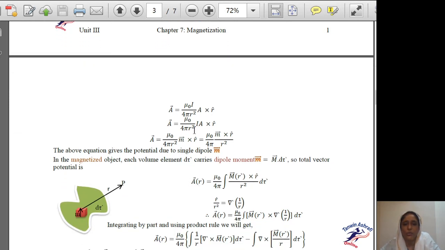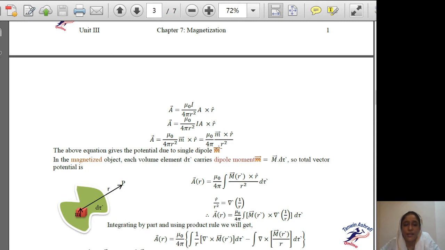Now, if you look closely, you will find mu naught divided by 4 pi r square, and this I into A term is the magnetic dipole moment, which we have defined at the start of the lecture. That is m, cross multiplied with the r cap. Now, the above equation shows the potential due to a single dipole moment m.